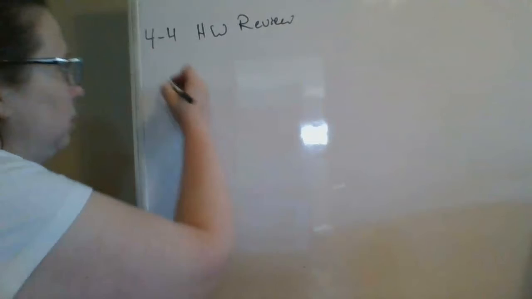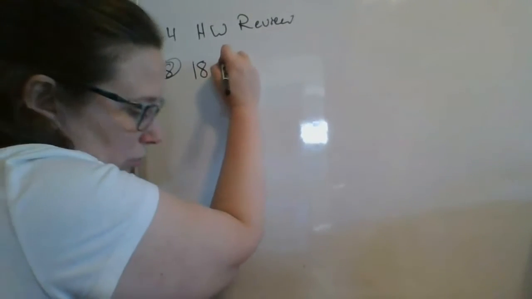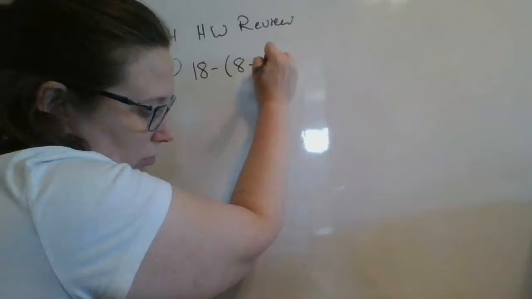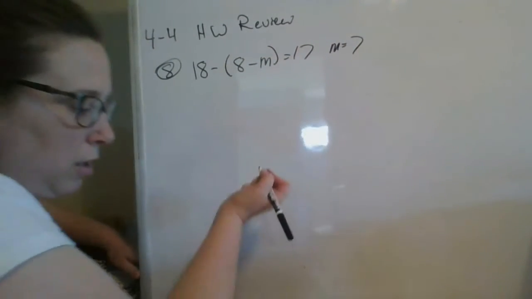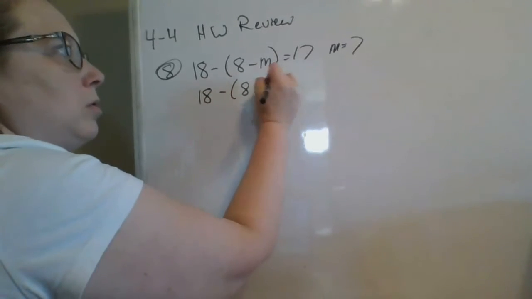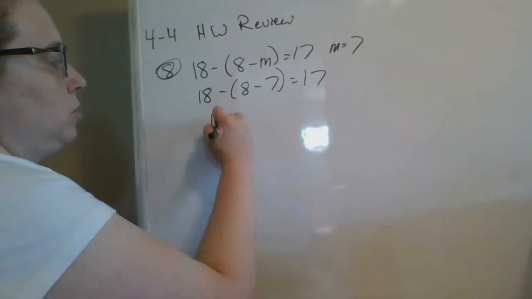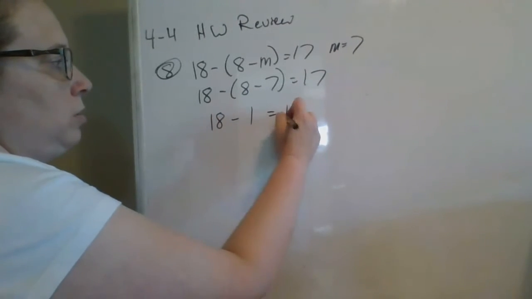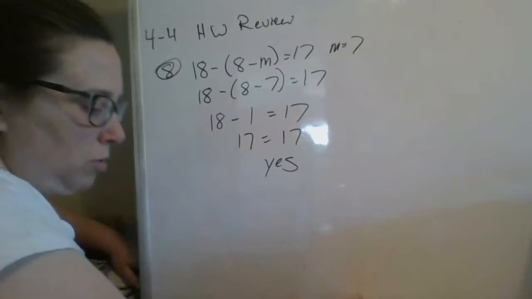Number 8, they tell us that m equals 7. So we are going to substitute 7 for m. Order of operations says to do our parentheses first. And look at that. This one is true, so we would write yes.